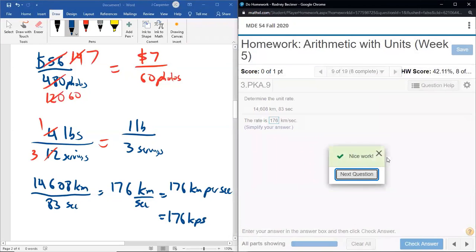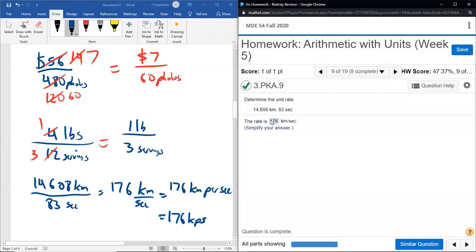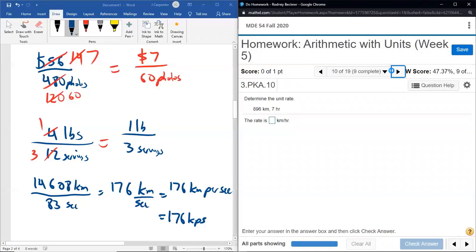We're doing great. So that's a ridiculously fast speed, but I said it could have been a person or a car or a train or a plane or a spaceship. This is probably a spaceship, or maybe an asteroid or something like that. Certainly wouldn't be a walking speed.